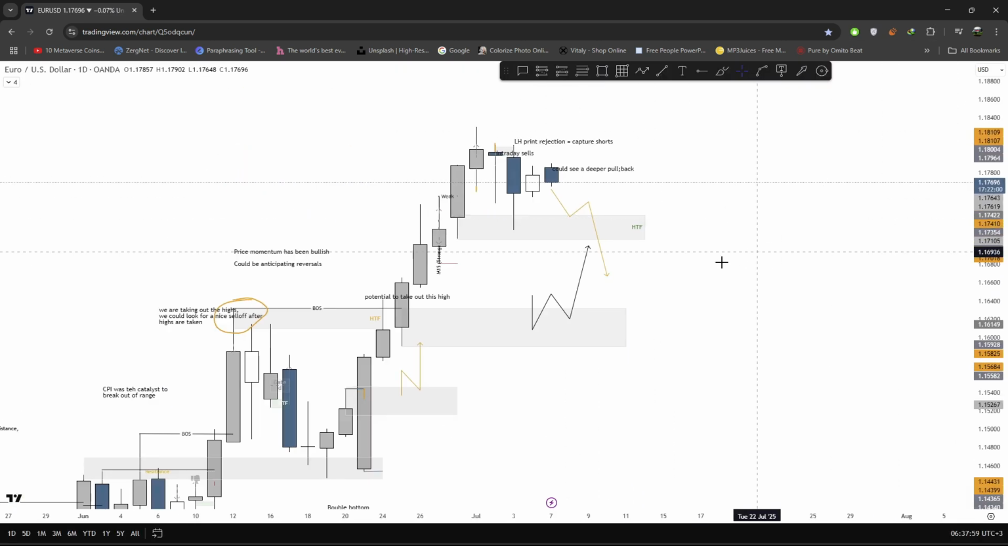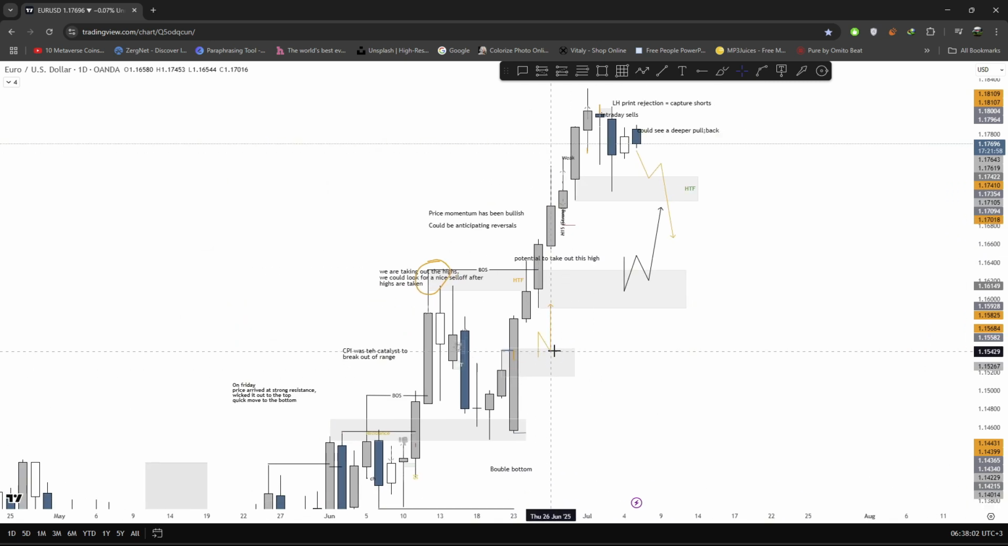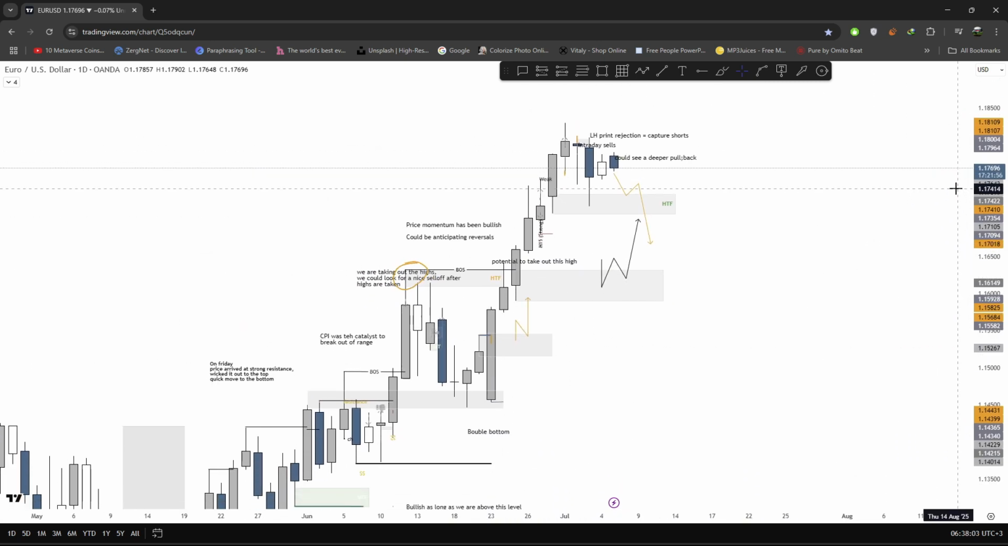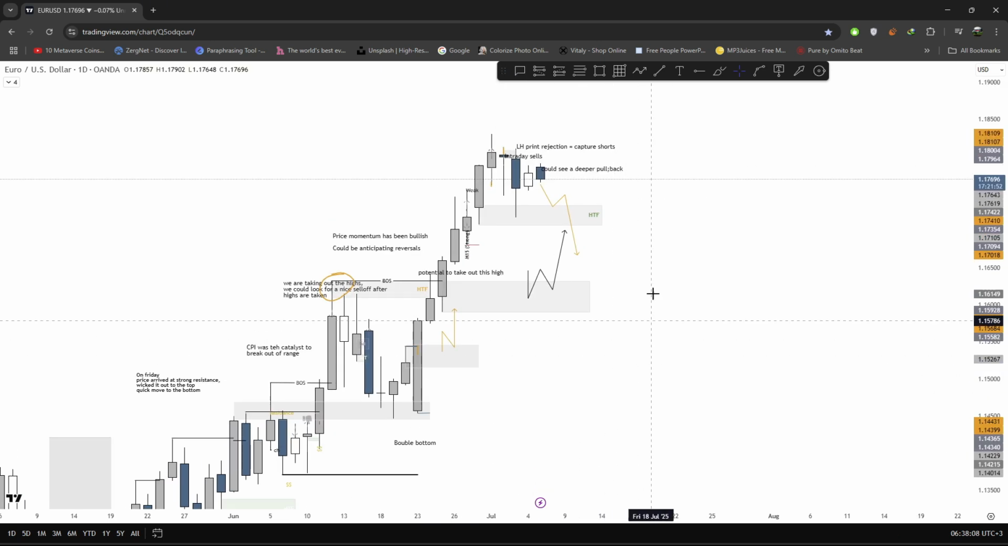Starting with EU on the daily, we can see that we have been bullish for quite some time, just like the dollar index. So then we can sort of look for some corrections. We have had that swing break of structure, so we do have our swing highs over here.